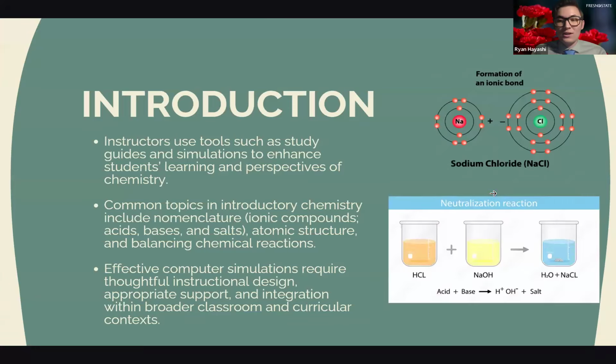So, we all know there are a wide variety of tools instructors use to teach key chemical concepts such as nomenclature, so naming ionic compounds, acids, bases, and salts, atomic structure, and balancing chemical reactions. A lot of these tools have a lot of different values to them. Study guides have been around for probably as long as most people can remember, and they offer a lot of freedom in what students do. They could take home the study guide, they can practice at their own pace, and it can do a lot of things to really benefit students' learning.